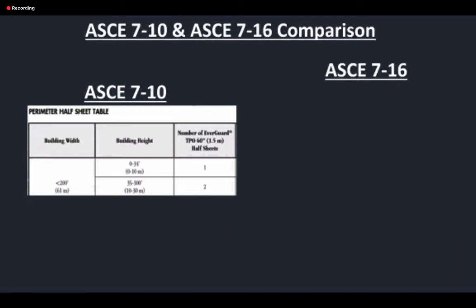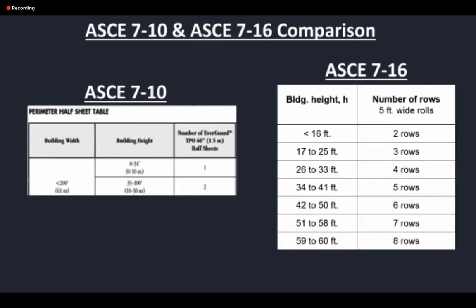It's always going to be a math equation. Doesn't matter the roof's height. We have to do our math equation, never the width, just the height. Now, as Stephen showed you with the 7-10, at a building height of 34 feet, all we need is 1 half sheet if it's less than 200 feet wide. Now with the new 7-16, look at where we are with 34 feet high.